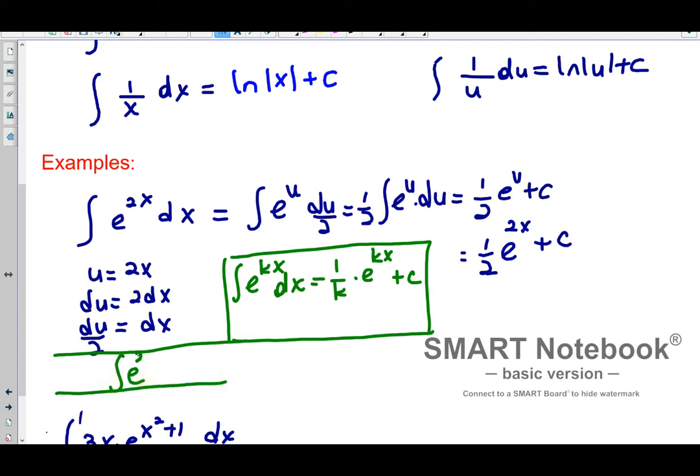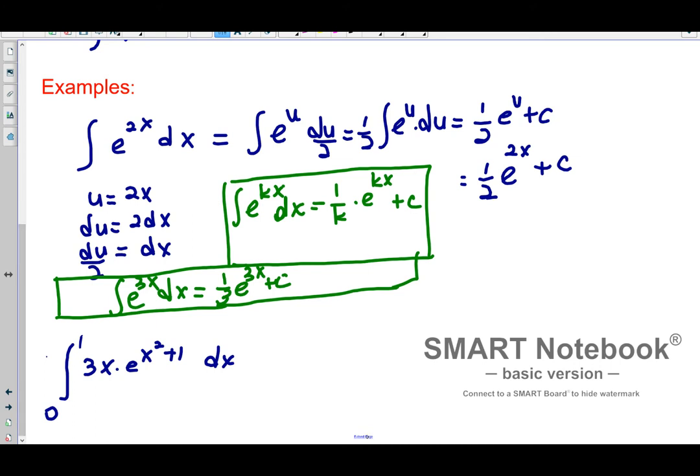Integral of e to the 3x dx. You could just say it's going to be 1/3 times e to the 3x plus c. And you don't even have to do u-substitution, okay?